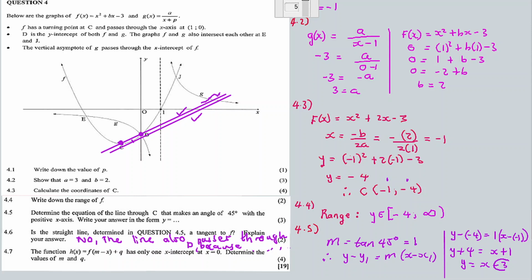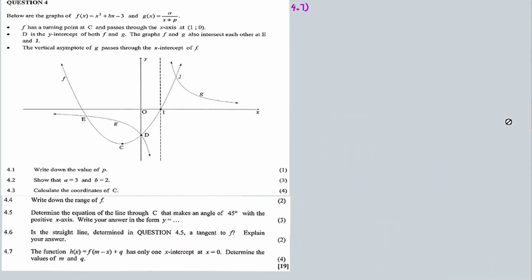Something like that. Now with 4.7, the last question. For this one, erase, so eraser, then we do 4.7, the last question. Okay, 4.7. But the function h of x is equal to f of m minus x plus q has only one x-intercept at x equal to 0. Determine the values of m and q.